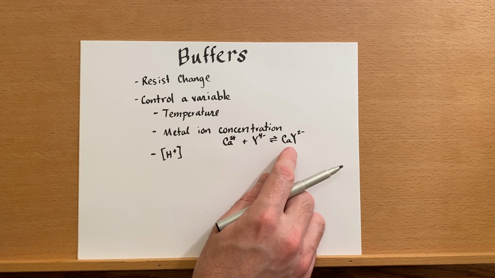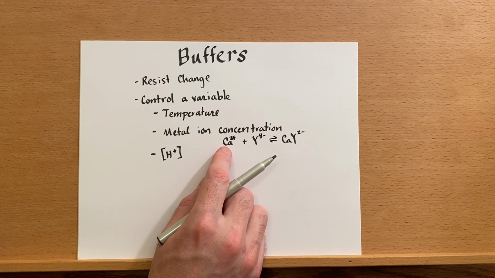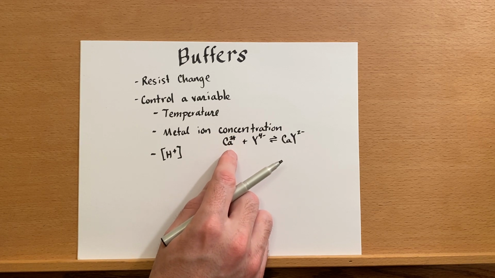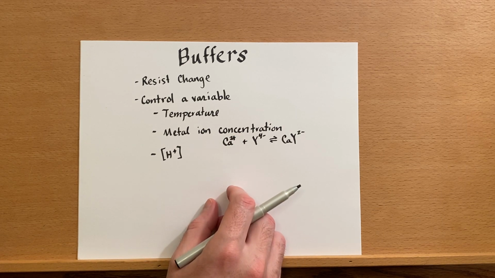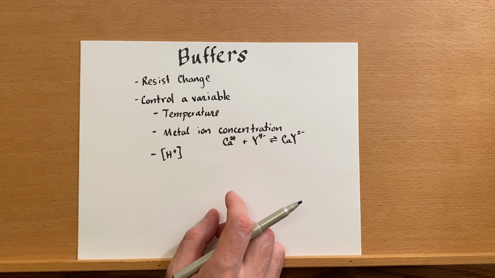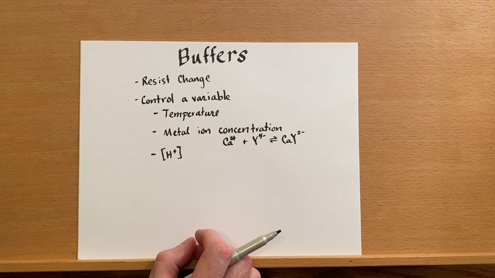But in this case, there's a reservoir of it over here, which if some of this gets used up, the equilibrium would shift and make more of it. That's how a metal ion buffer works. But let's talk about pH buffers.